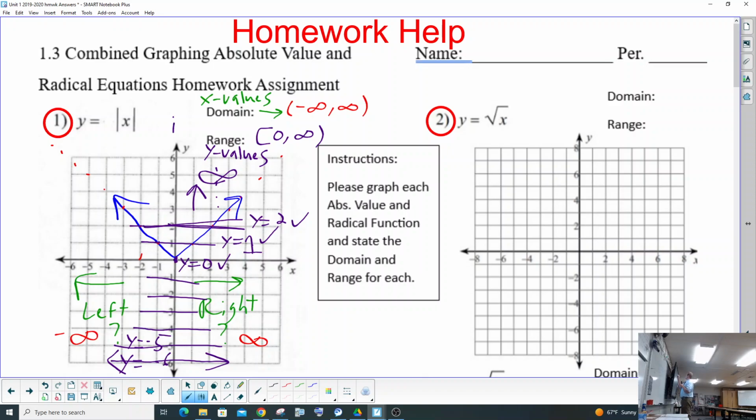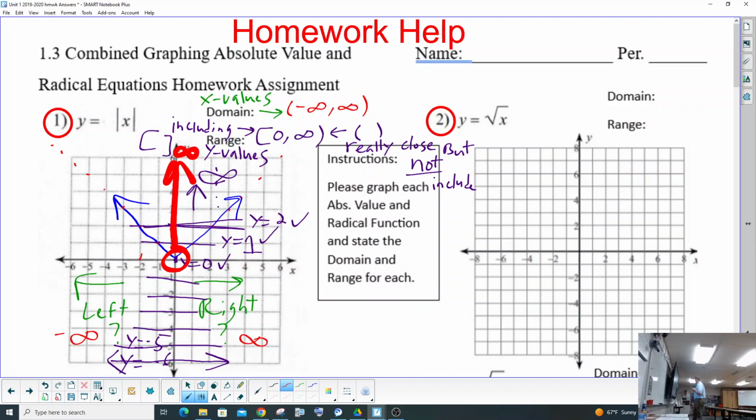If you're going to include a point, you're going to use a bracket. Including means using a bracket. Parentheses means it gets really close, but we don't include infinity because we don't really get infinity. So the parentheses means really close to it, but not included. Okay? So again, it's going to be 0 to infinity. We're talking about the range, and we'll show you in red again. The range is from 0 to infinity, and the domain is all real numbers, negative infinity to positive infinity.